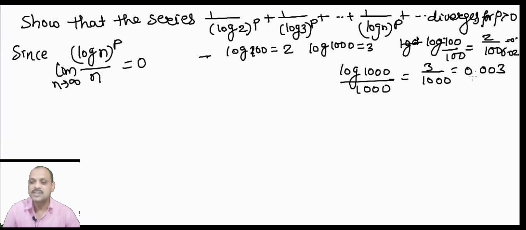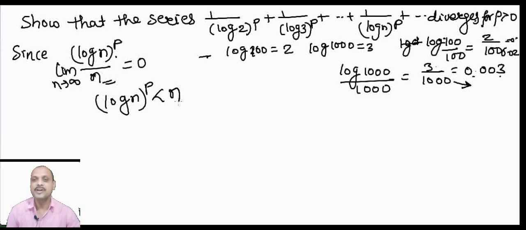Here this term is 0.02 and here 0.003. So that means this fraction is a decreasing fraction, so if p is greater than 0, then this definitely will tend to 0. So this means the denominator is greater than the numerator, hence log of n whole raised to p is smaller than n. If it is smaller, the denominator is greater than the numerator, they are reciprocal. If we take log of n whole raised to p, it is greater than 1 divided by n.